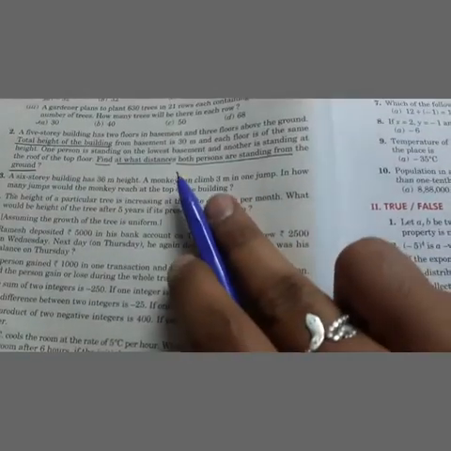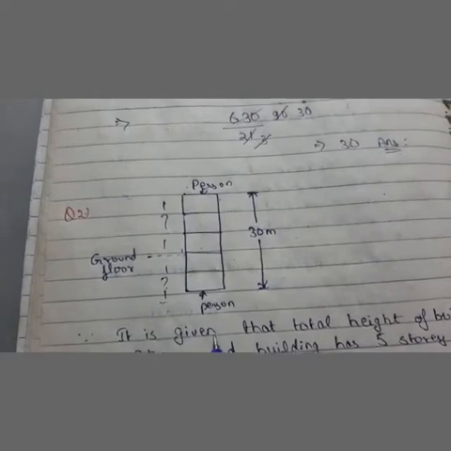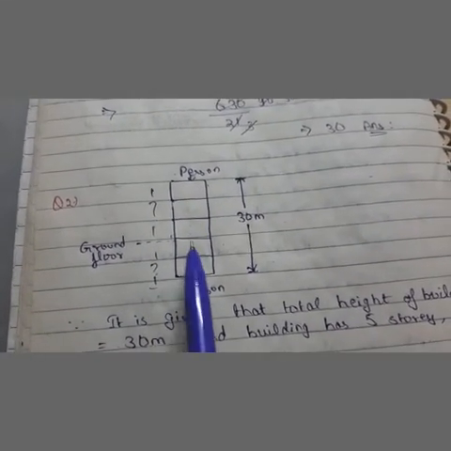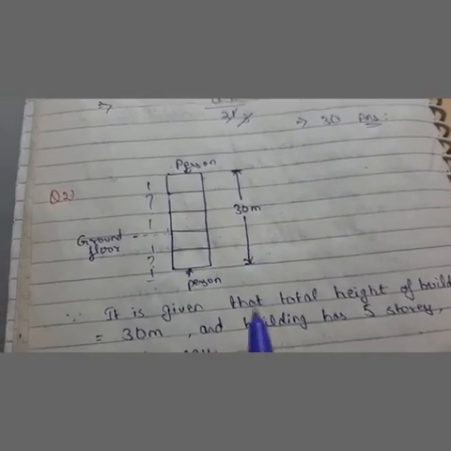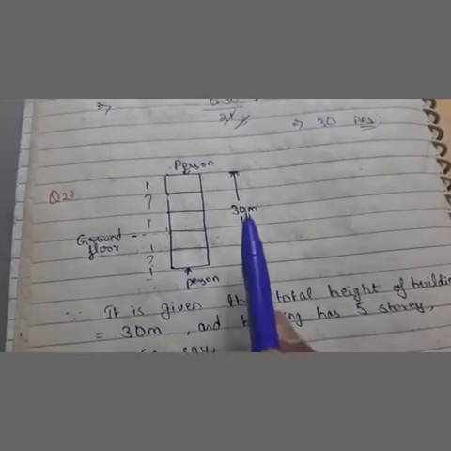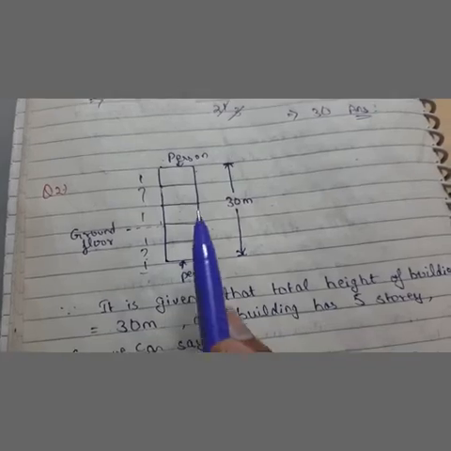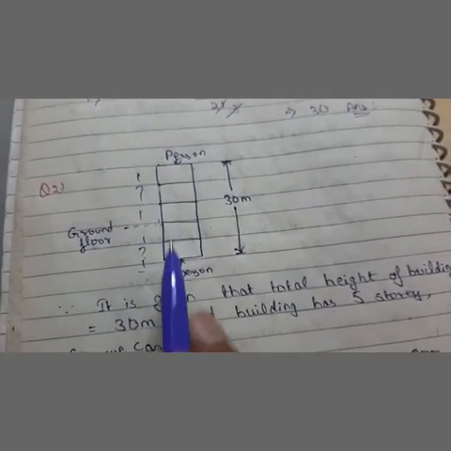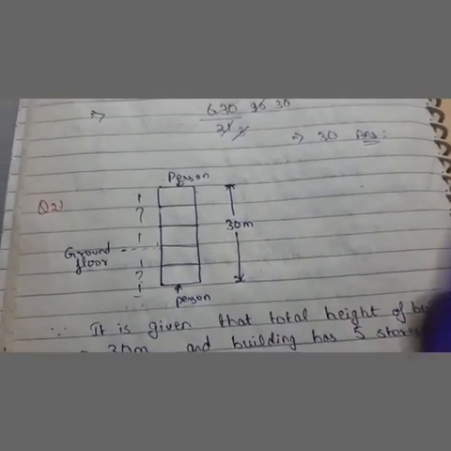Now to find out the distance of both the persons from the ground floor, that means the distance of the person standing on the top floor and the distance of the person standing in the basement from the ground floor, first we need to know the length of each story of the building. Once again, the total height is 30 meter. How many stories are there? 5 stories. So if we divide the total height by the total number of floors, 30 upon 5, we can get the length of each story of the building.